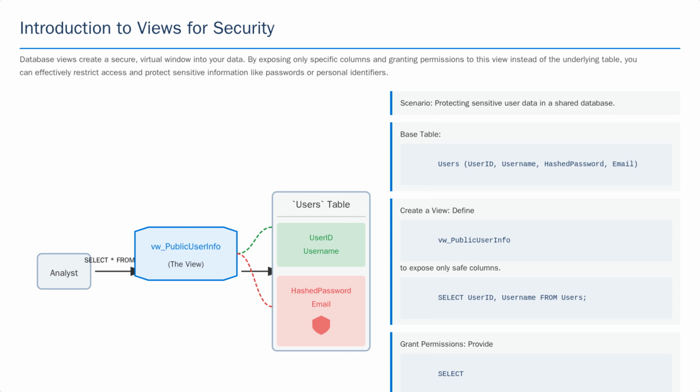Let's talk about a crucial real-world application, security. Imagine you have a users table with sensitive information like passwords or personal identifiers. You can create a view called VW_Public_User_Info that exposes only the non-sensitive columns like username and join date. Then you can grant a junior analyst SELECT permissions on this view, but not on the underlying users table. They get the data they need, and your sensitive data remains secure.